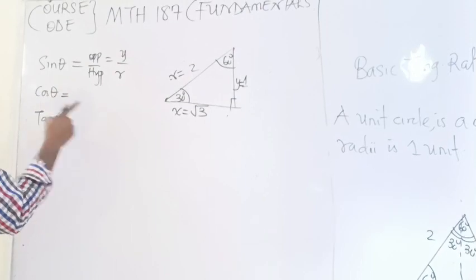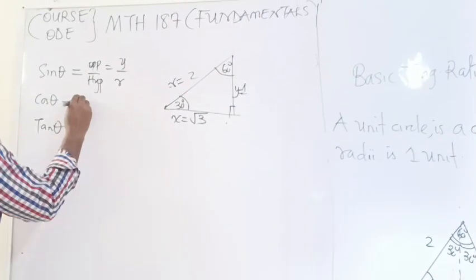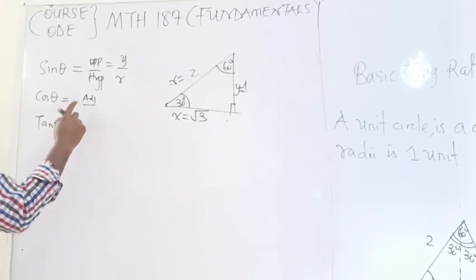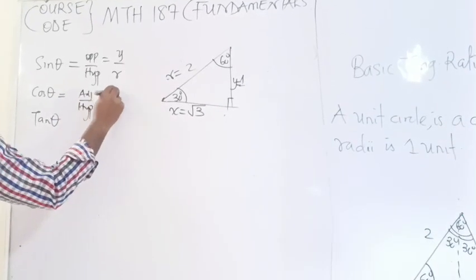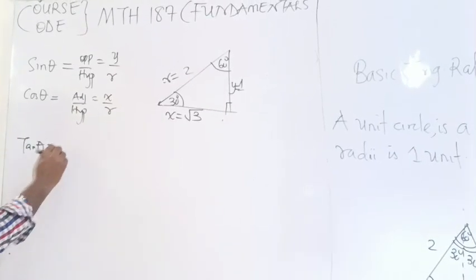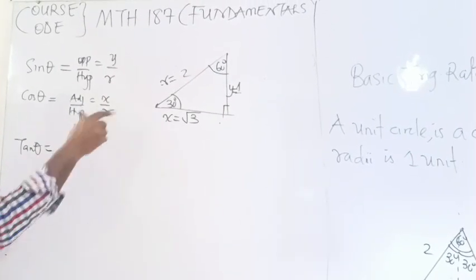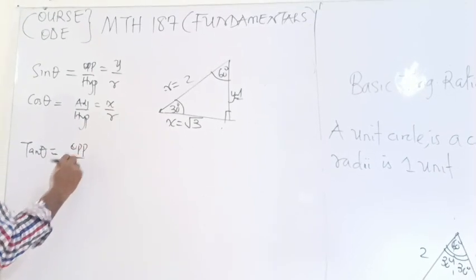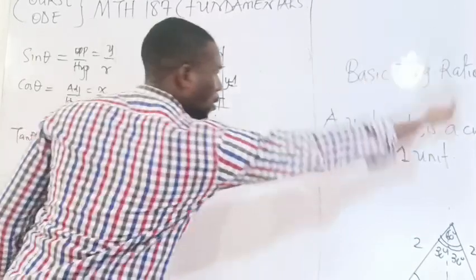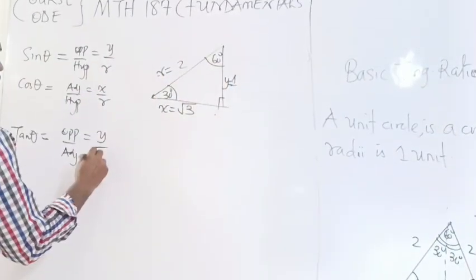Then the cosine is adjacent side over hypotenuse side. This is x over r. Then the tangent is really the TOA, the opposite side over the adjacent side. And opposite is y. You are free to imagine this to be the y axis. Then adjacent is the x, right?